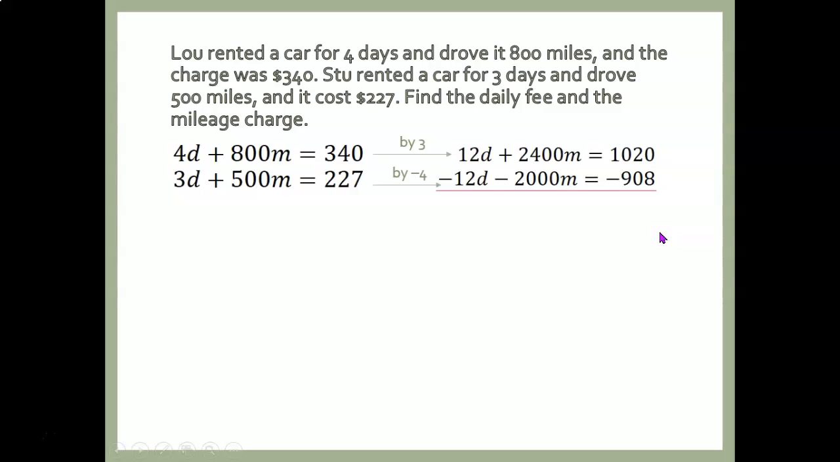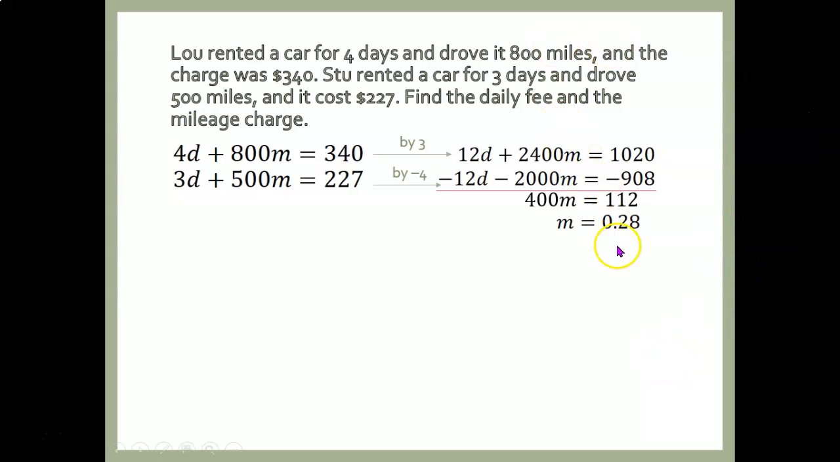Now we're going to add the two equations together. The 12D and the negative 12D just add up to 0. The D's get eliminated. The positive 2400M and the minus 2000M add up to positive 400M. And the 1020 and the negative 908 add up to positive 112. So 400M equals 112. Divide both sides of that equation by 400 to go from 400M to just M. And we get M equals 112 divided by 400, which comes out as 0.28.